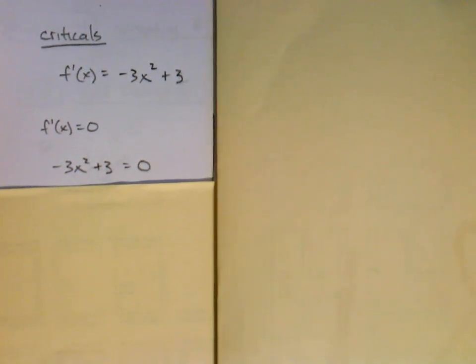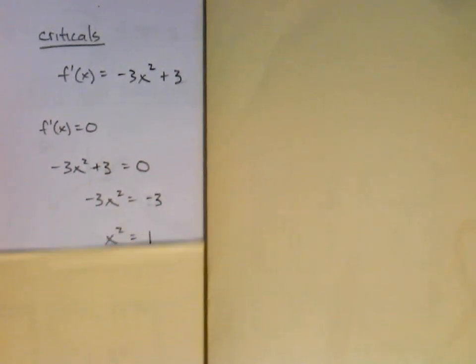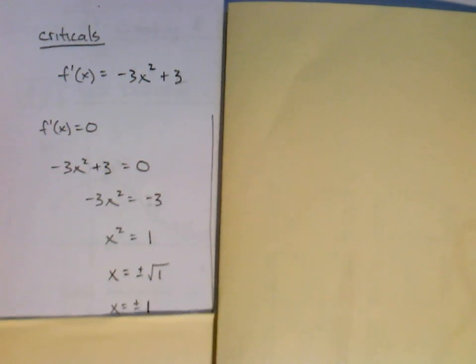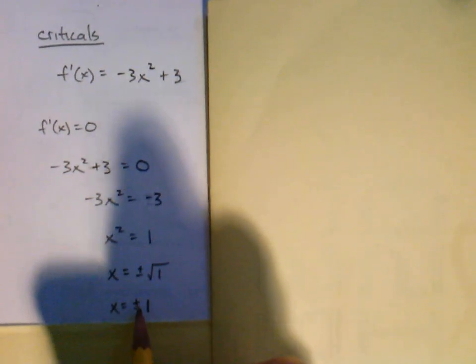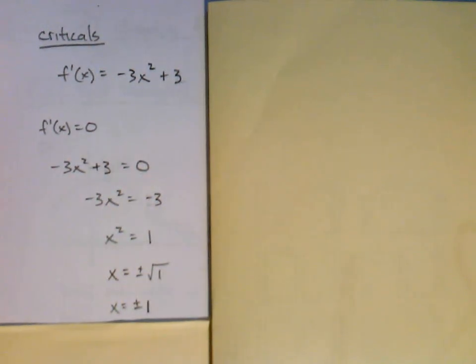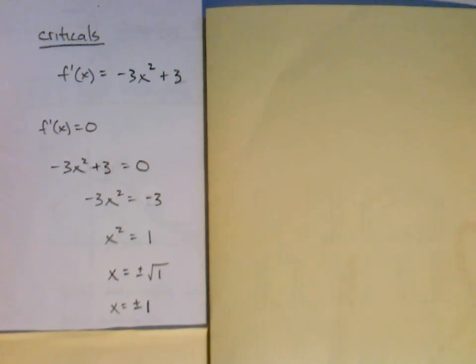And this one isn't giving us too much of a challenge. That's nice. We subtract 3, divide by the negative 3, take a square root. Square root of 1 is 1, of course. So we end up with two critical numbers by setting it equal to 0, positive and negative 1. Okay, so we'll keep those in mind.